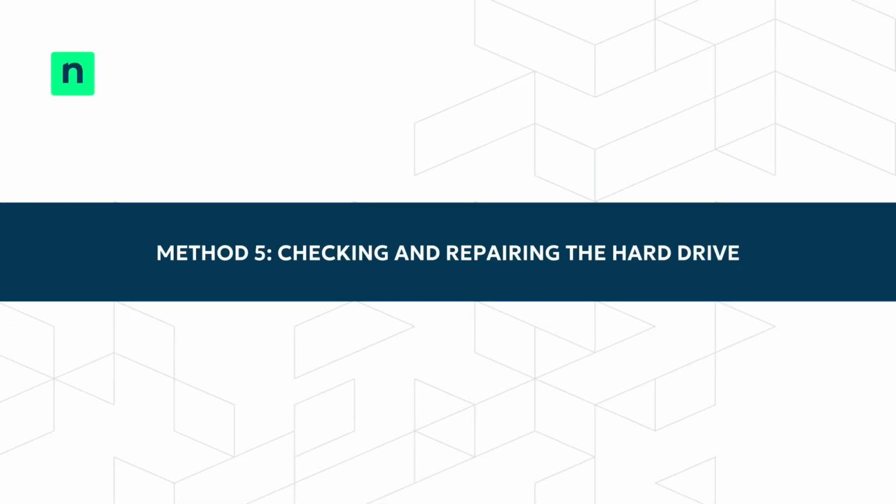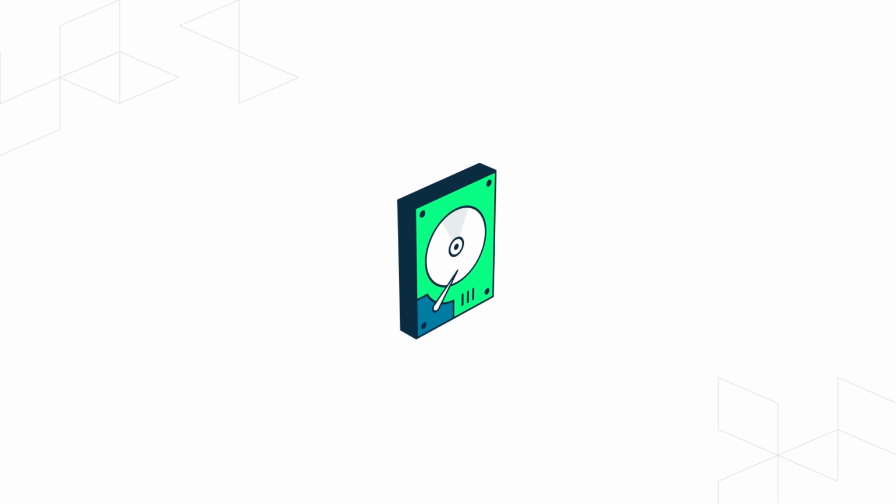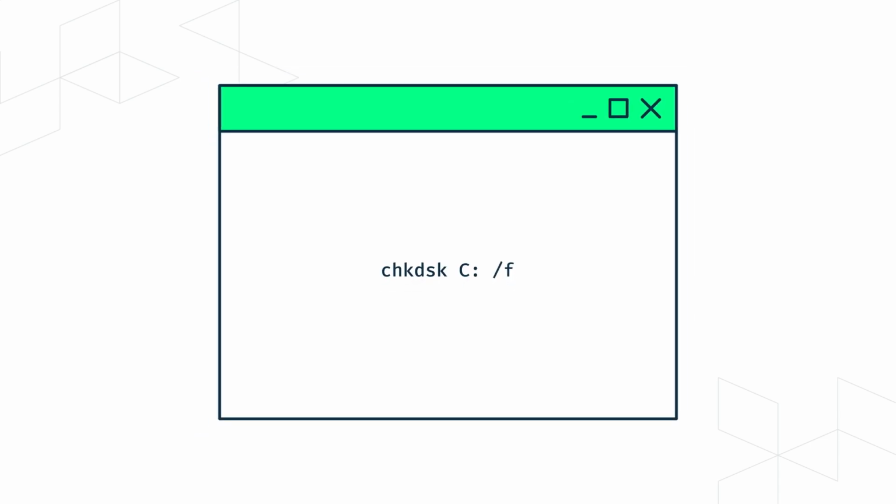Checking and repairing the hard drive. This method involves checking and repairing your hard drive. Similar to the last step, you'll need Command Prompt. Enter this command but replace C with the right Windows partition letter. You can also use this command if you want to do a physical check. If the issue is hardware related, this method will locate and fix errors.